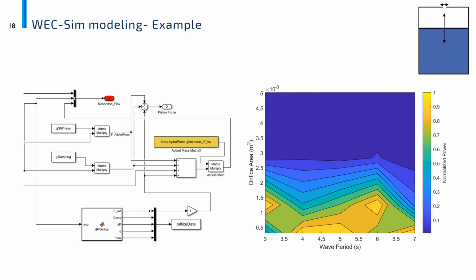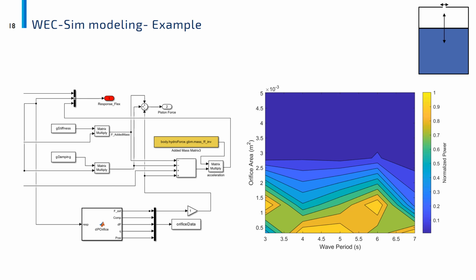Here we're showing the output of some multiple case runs that varied orifice area and wave period independently, and plots the normalized power output of power dissipated across the orifice as the surface. We'll see, sort of aligning with physical intuition, that there's kind of a sweet spot of orifice area that depends on the exciting wave period.